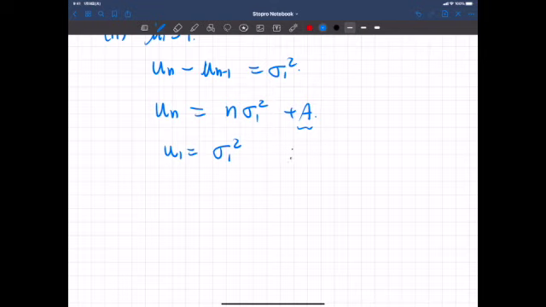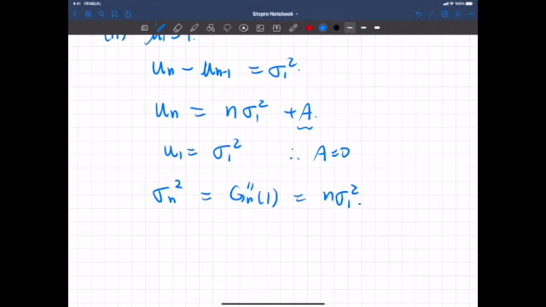And so therefore A is just 0, and in general we just have sigma n squared equals gn double prime of 1, which is equal to n sigma 1 squared. So it's just n times the variance of the first generation. So that's very easy.